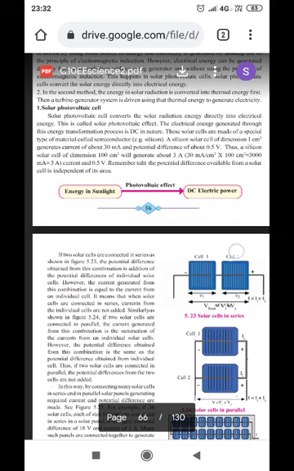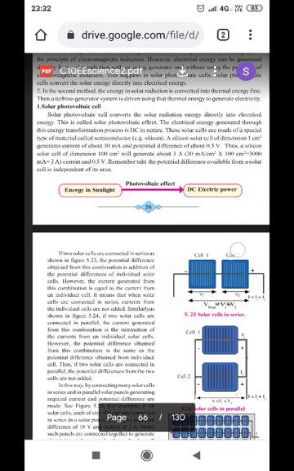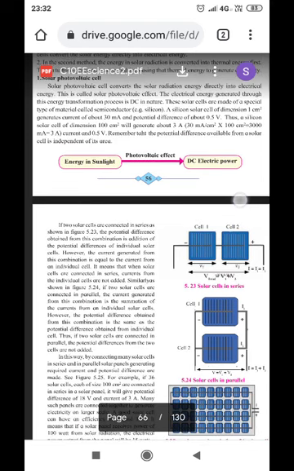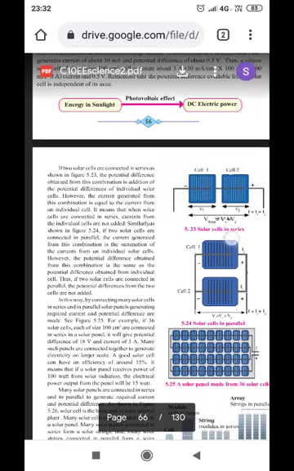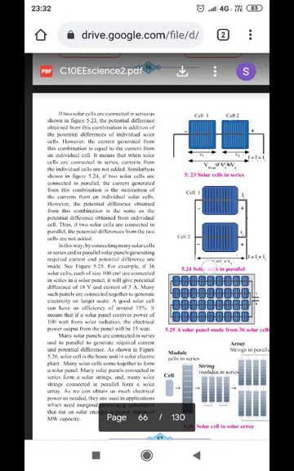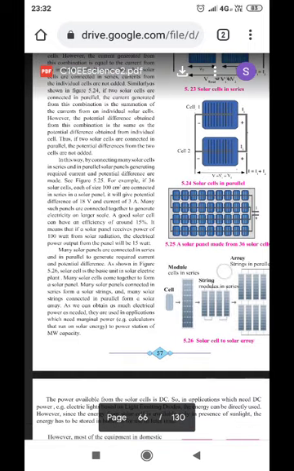So here, directly from light energy or energy in sunlight, through the photovoltaic effect, we directly get DC electric power. Now, as per the new syllabus, this page is being omitted. So directly we will move to the next page.